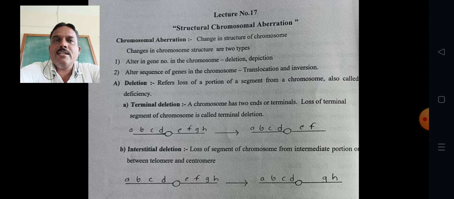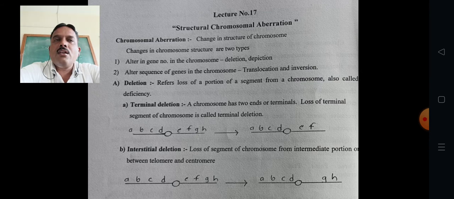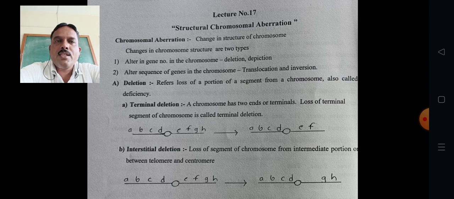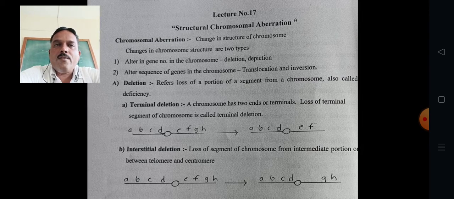The word deletion or deficiency means loss of a portion or segment from the chromosome. Depending upon which portion is lost, deficiency or deletion may again be of two types: terminal deletion and interstitial deletion. In terminal deletion, the terminal segment of the chromosome is lost, and in interstitial deletion, an intermediate portion, a segment between the centromere and telomere, is lost.